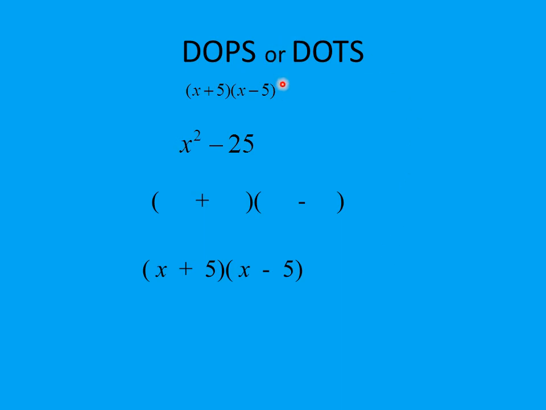And go back up to what we started with. That's what it matches up there to. The trick for you is to recognise that. Is this a DOPS or is it a perfect square? Well, you just have to remember that.